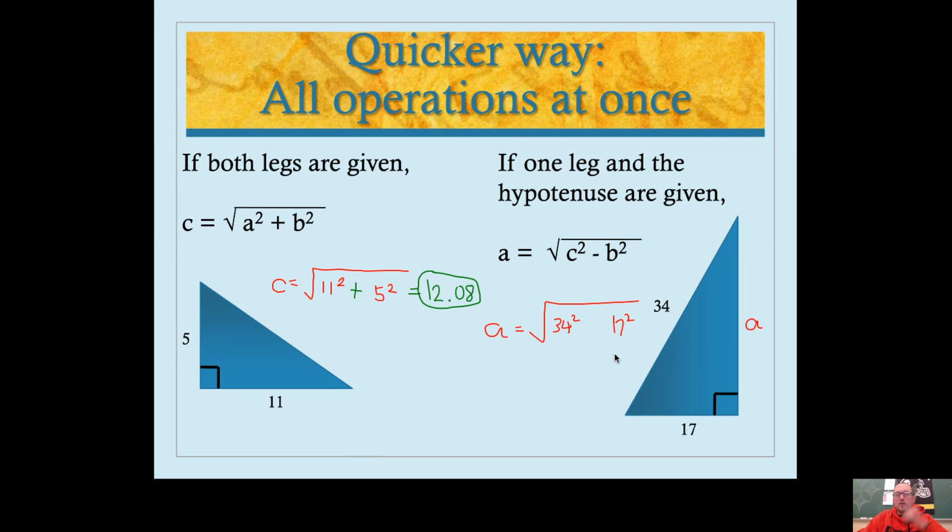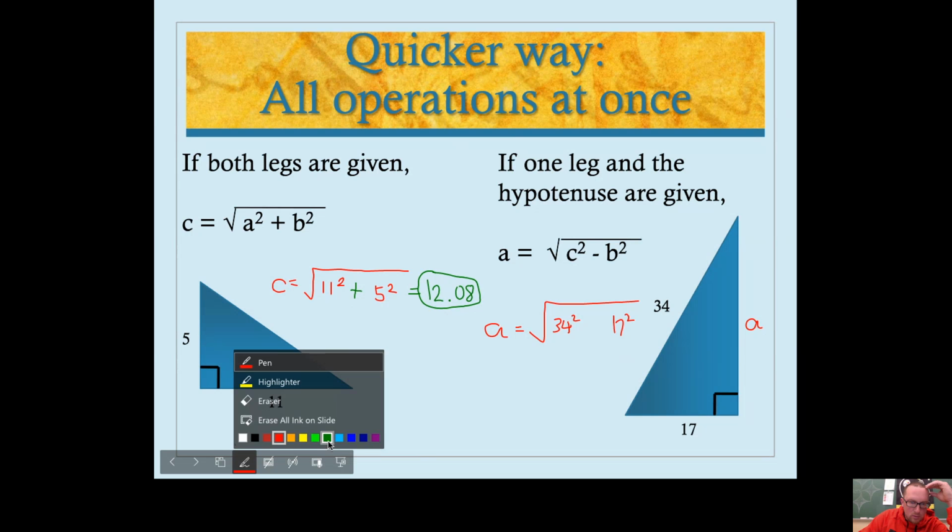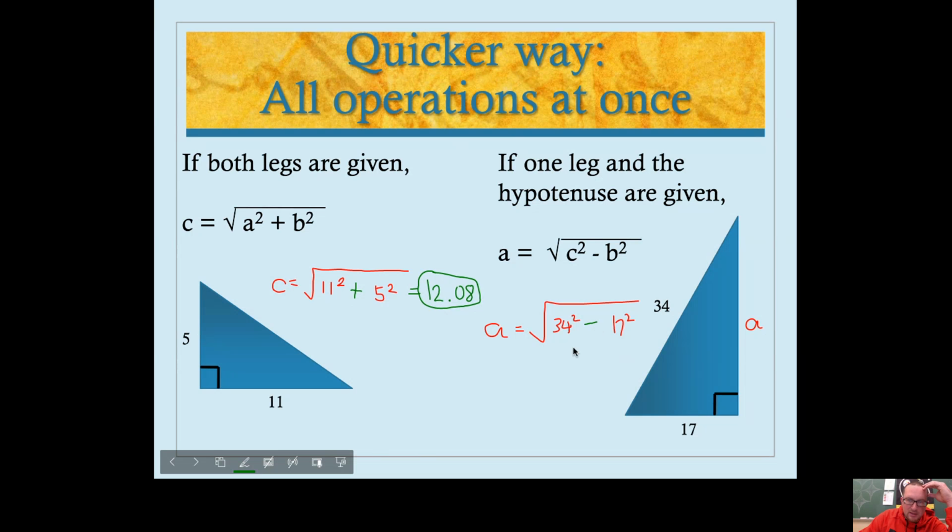And here's another very important detail. If you're going to subtract two numbers, you better have the bigger number first. Otherwise, you're going to get a negative. And you can't have a negative under this radical. So make sure this is a minus. When you have the two legs, add. When you have a leg and a hypotenuse, subtract.